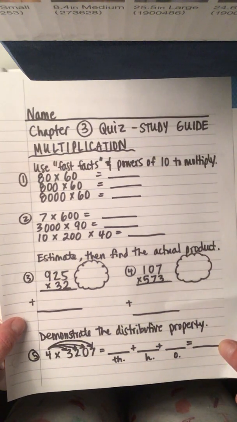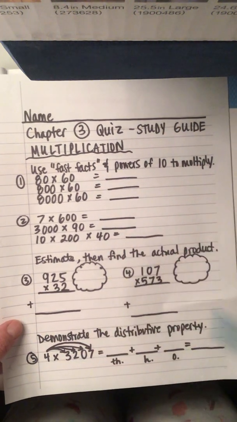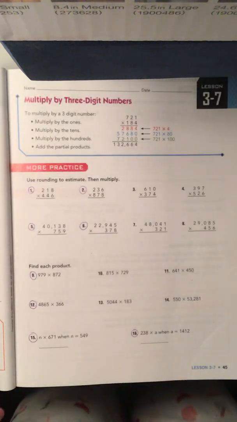And then after I walk you through some of these, I wanted to quickly run through this study guide. We're going to have a chapter 3 quiz. It's only 5 questions. It reviews some of the content that we've been working on throughout this chapter, okay?